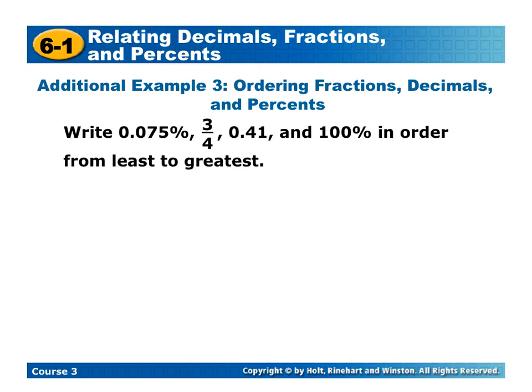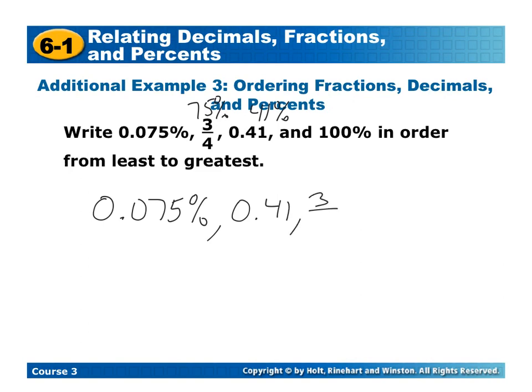Like I said, you want to change everything to one format, so I'm going to change everything to percents. So 3/4 is really 75%, and then this would be 41%. So our smallest is going to be 0.075%. Our next smallest one is going to be 0.41, because that would be 41%. Then we have 3/4, because that would be 75%. And then lastly would be our 100%.